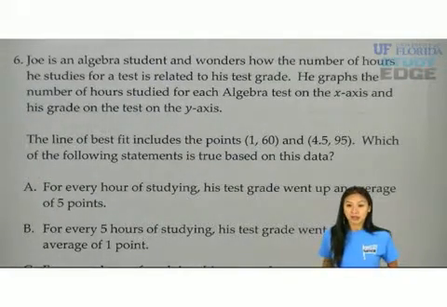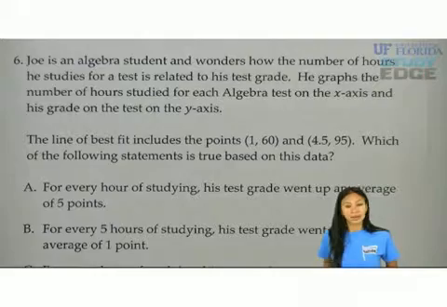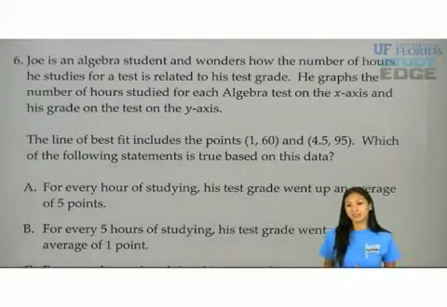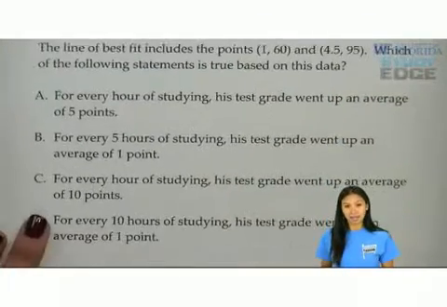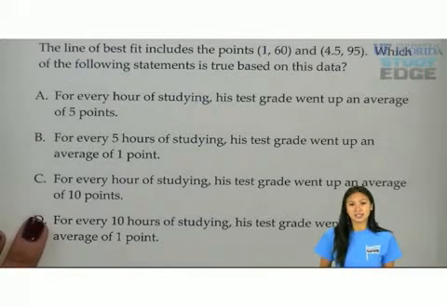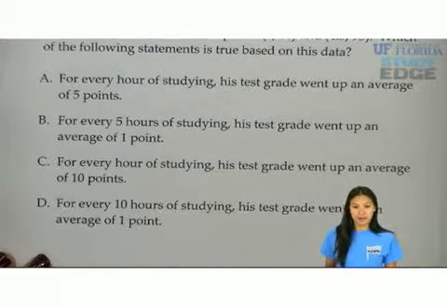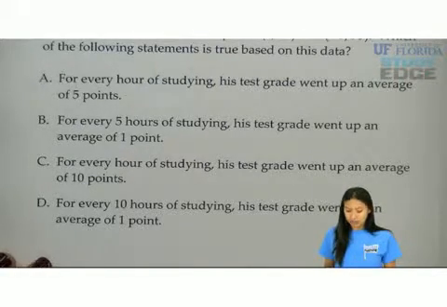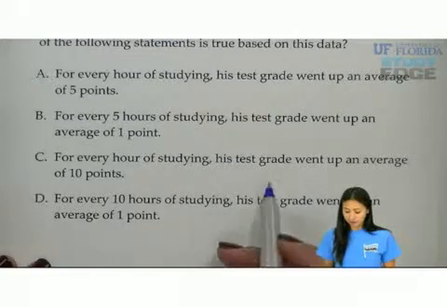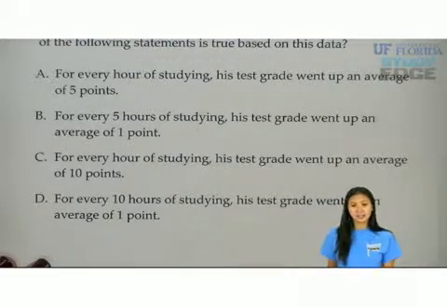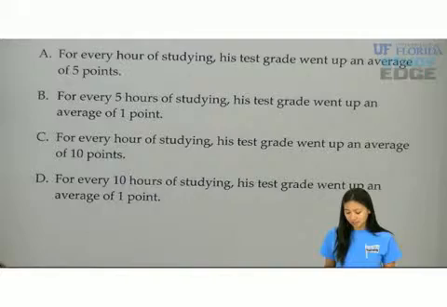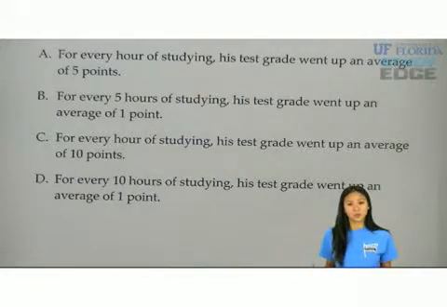Now I'm just going to read through this problem to see if I can figure out what they're asking for, and then go back and look at the important information. A. For every hour of studying, his test grade went up an average of 5 points. B. For every 5 hours of studying, his test grade went up an average of 1 point. C. For every hour of studying, his test grade went up an average of 10 points. Or D. For every 10 hours of studying, his grade went up an average of 1 point.